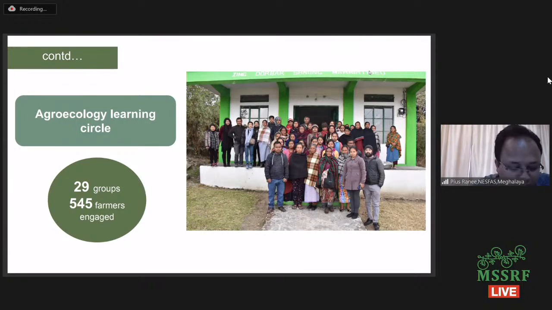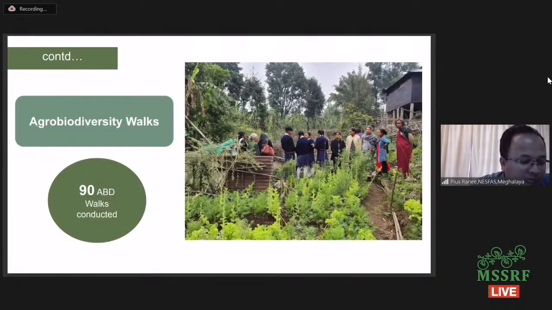Through the agroecology learning circles, this has become a great platform for our farmers to come together and exchange ideas and solutions over a cup of tea that will bring benefit to their own farming systems. This is very important for us, because it's farmer to farmer exchange of knowledge happening. And it does not end there.